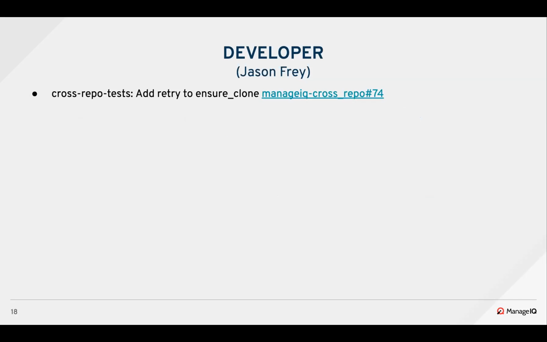And finally, on the developer side, Nick added a change to the cross repo tests functionality to retry ensure clone. Occasionally, a clone will fail just because of connectivity or something's wrong with GitHub. This will add a retry to it so that it doesn't fail the entire run. And hopefully, if it can retry and succeed, then your run will just succeed and not fail. And that's it.